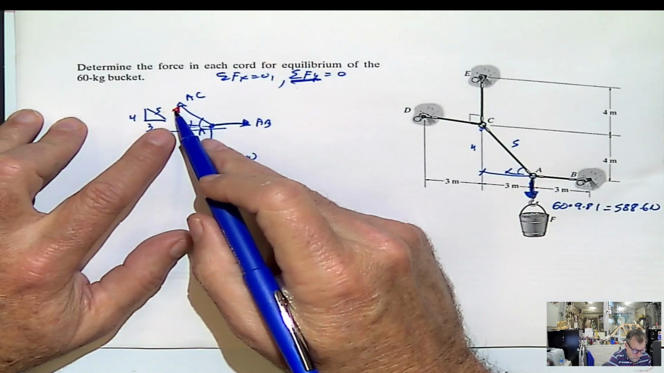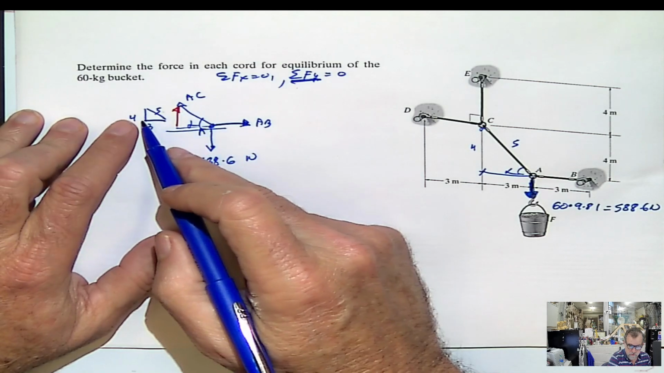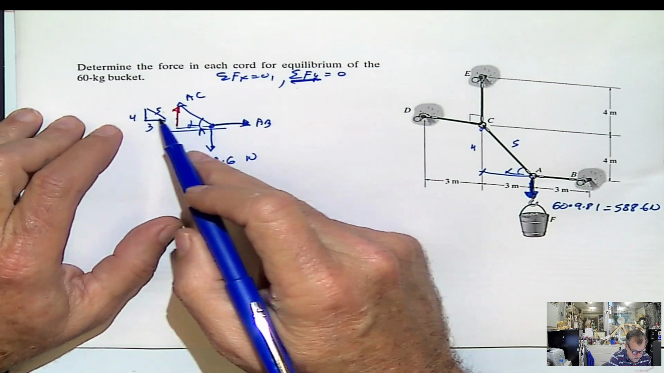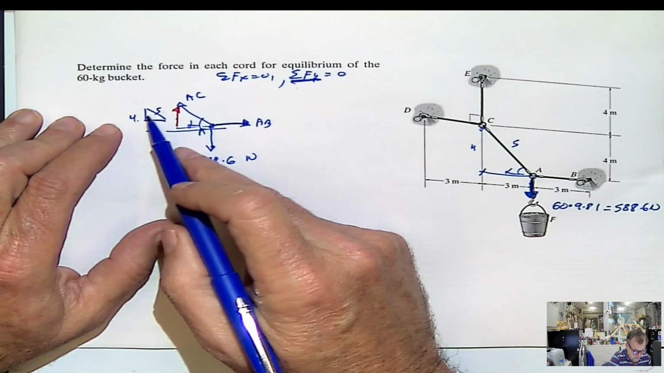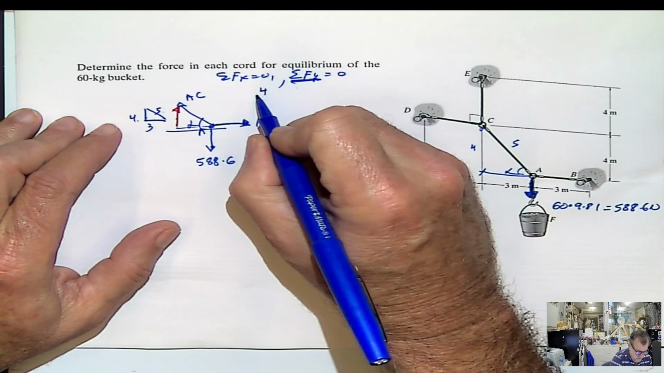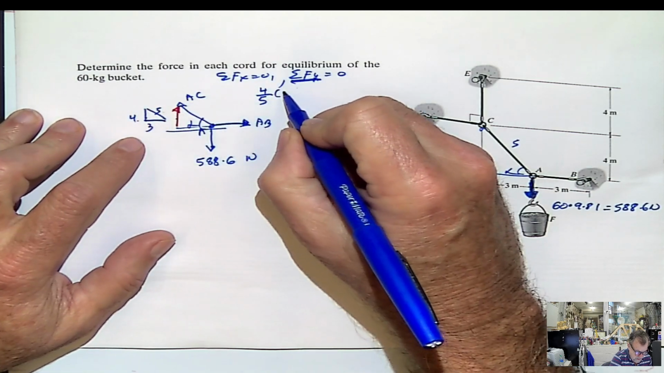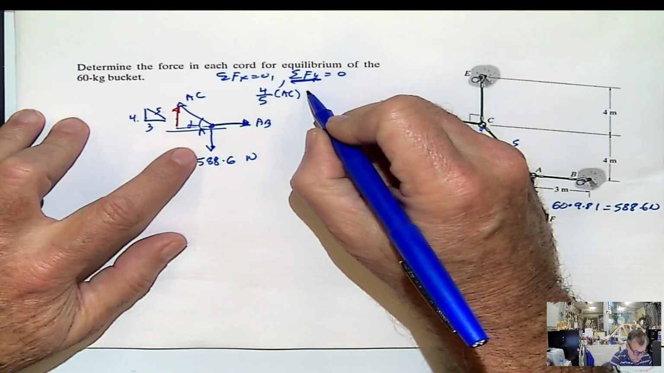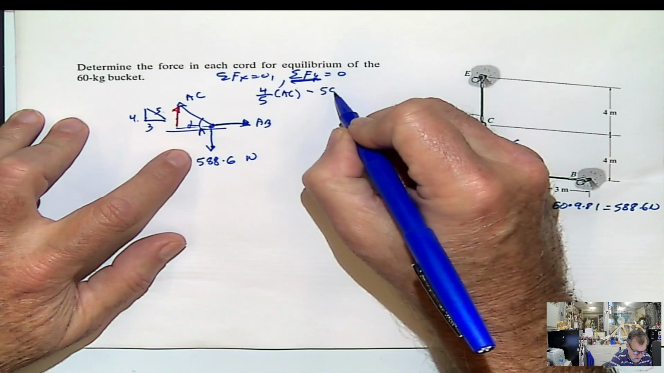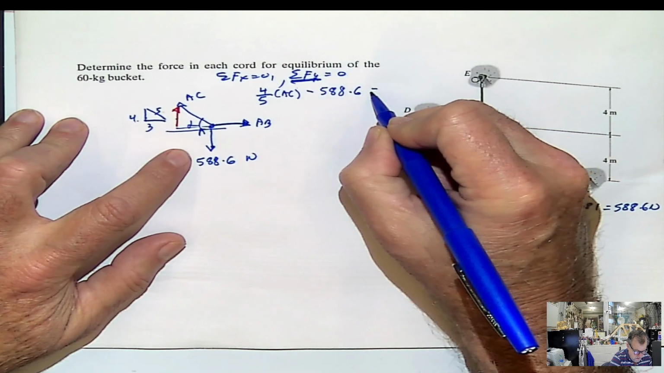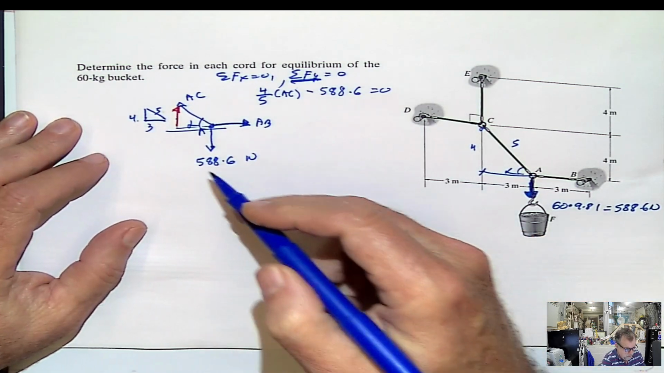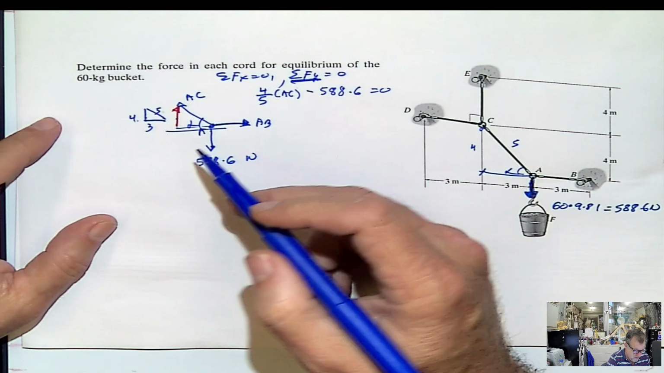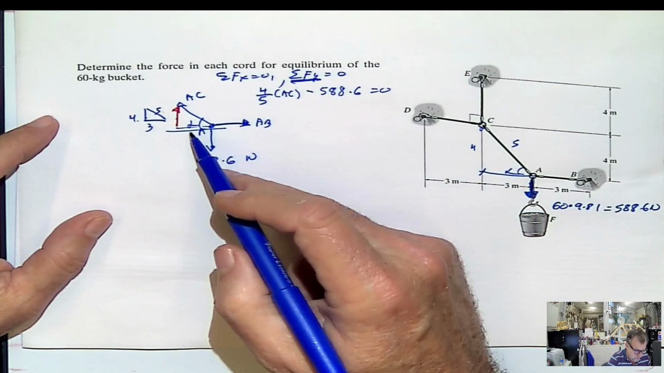And how do you calculate this component? If you have the triangle, the parallel side of the triangle, so 4 over 5, 4 over the hypotenuse multiplied by AC, positive because it's pointing up, minus 588.6 equals 0. Now remember what you are doing here, and I like repeating it. It's just a triangle ratio.